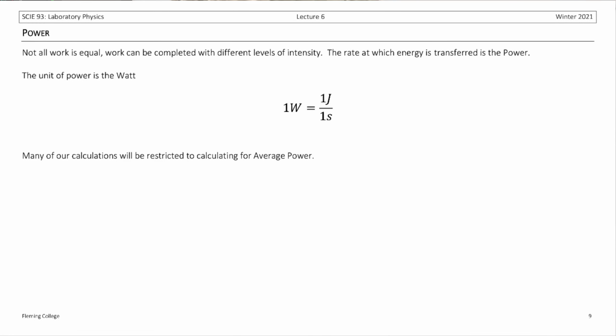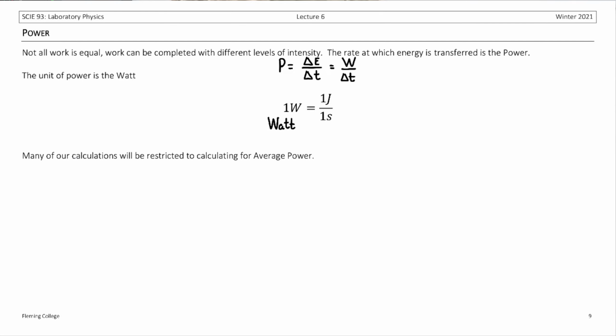With that in mind, we might want to mention one more characteristic. If we want to think about doing work faster, then we have a measurement for that, and this is called power. If we complete work with different levels of intensity, so we do it faster or slower, the rate at which energy is transferred is referred to as the power. So not on screen is the formula that power is equal to change in energy over change in time, which is the same as work over time. Note that this would be a joule per second, and this unit is referred to as the watt.